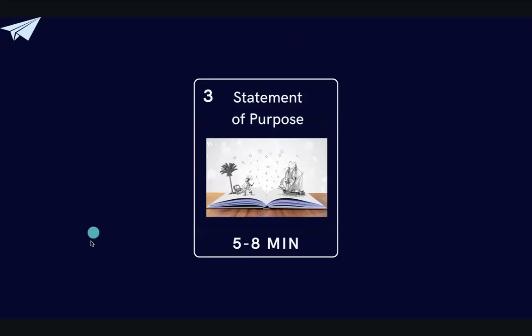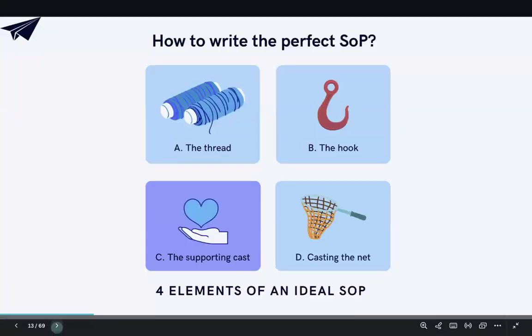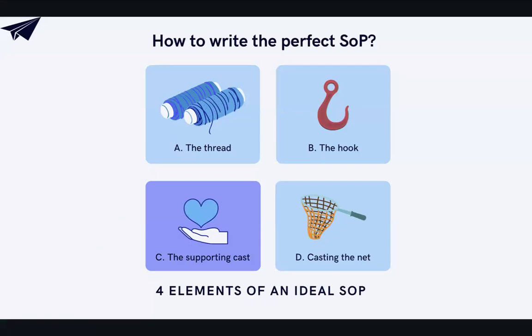The first document is the statement of purpose. Okay, so the statement of purpose is basically a very detailed essay about yourself, and for your better understanding, we have segmented the SOP into 4 parts. So the thread, the hook, the supporting cast, and casting the net. So I will take you through all of these 4 parts and what they essentially mean, so that it will help you to write your SOP. Okay, so it's not just this very jumbled essay that you have to just keep on writing, but then this will give you a complete idea on how you can segment it and write it properly.